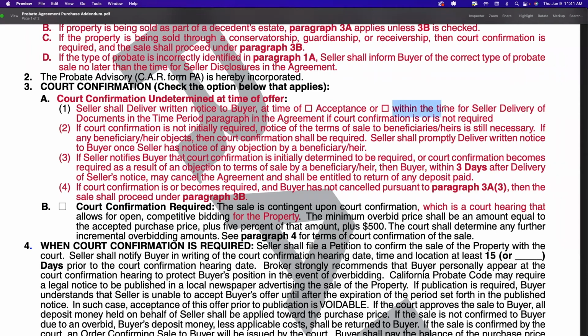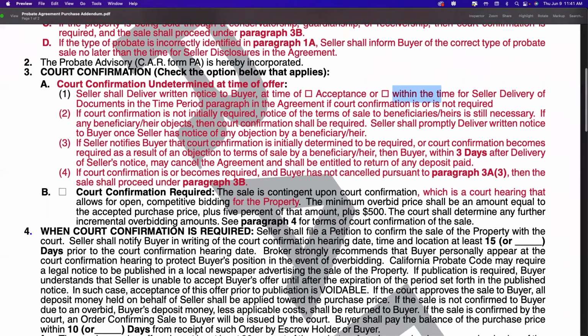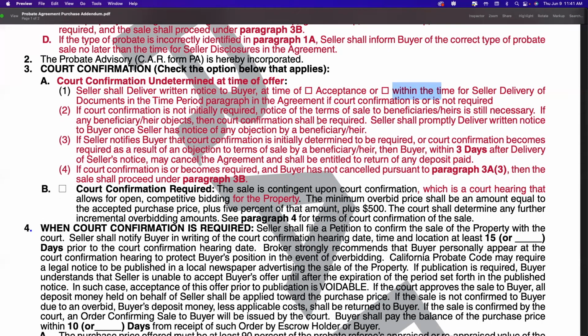So if we don't know that there's a court confirmation required, there's two choices. They can either tell us at acceptance or when they deliver all of the disclosures to us. Okay. If court confirmation is not initially required, notice of the terms of sale to beneficiary heirs is still necessary. If any beneficiary heir objects, then court confirmation shall be required. Seller shall promptly deliver written notice to buyer once seller has notice of any objection by a beneficiary or heir.